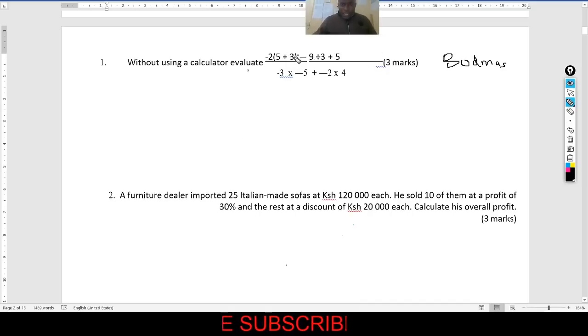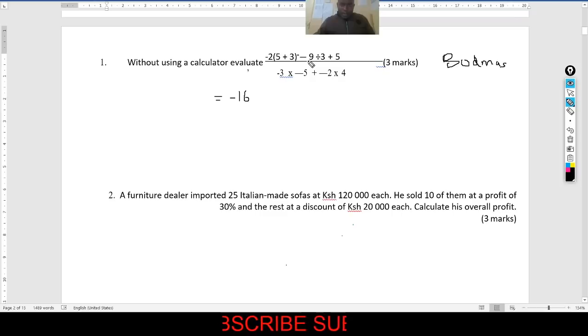Like in my numerator here, I'll deal with the bracket. Here I have 5 plus 3, so 5 plus 3 in the bracket. From there we don't have of, but we have division here: 9 divided by 3, which is 3. So I will have the bracket 8 times negative 2, it gives me negative 16.